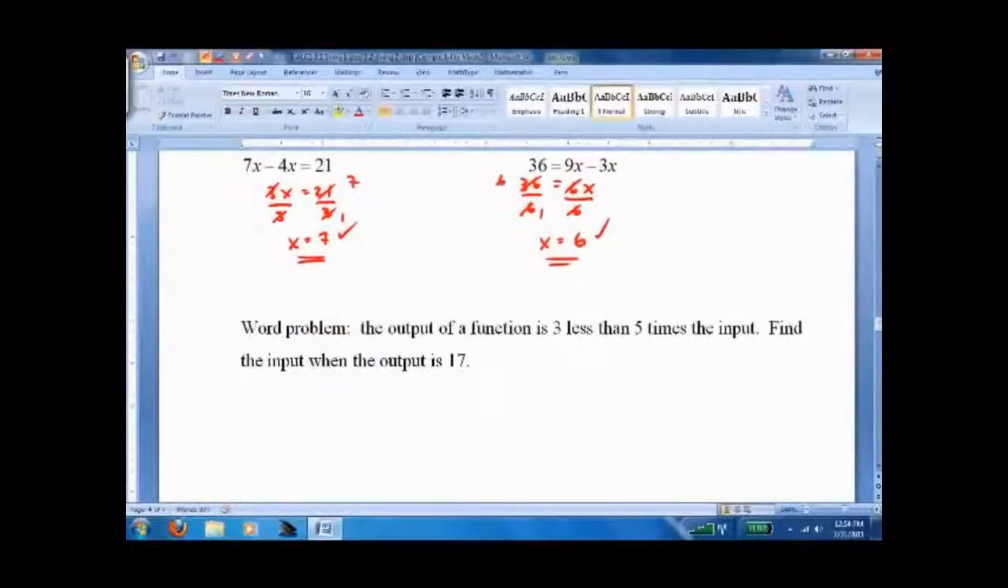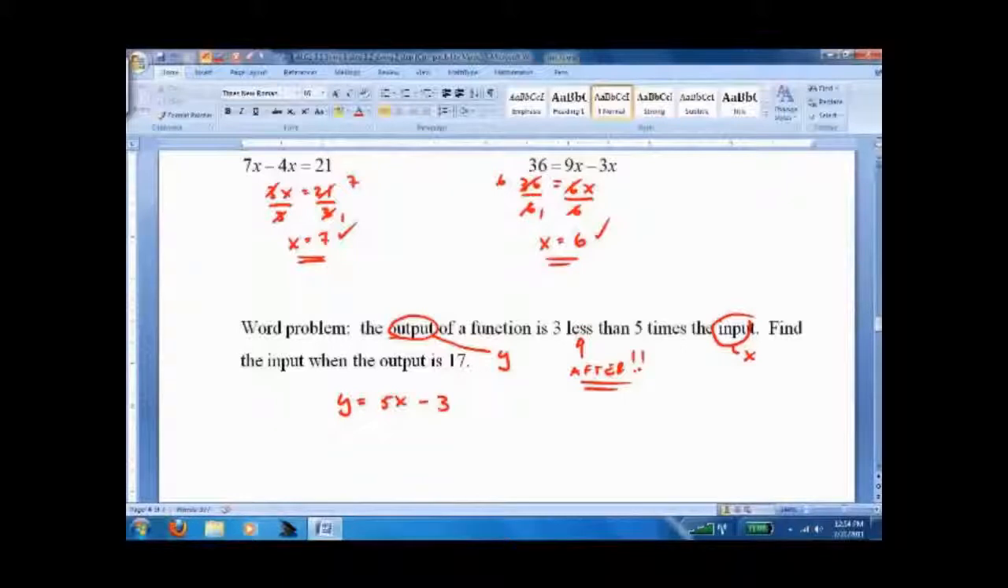And then we get back, of course, can never get away from our word problems. Life is word problems. It's very rare that the algebra pops up right away. So the output of a function, when we see output, we say that's the y value, is 3 less than 5 times the input. When we see input, that's the x value. So we write the equation. Y equals, it's 3 less than 5 times the input. And that's one of our keywords, less than. So we get 5x minus 3.